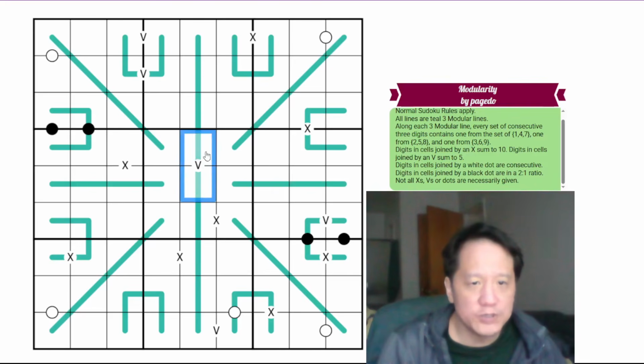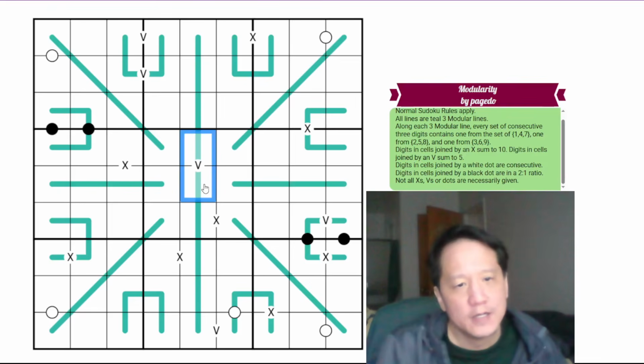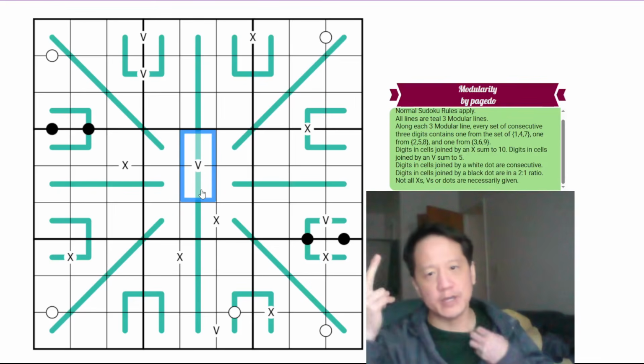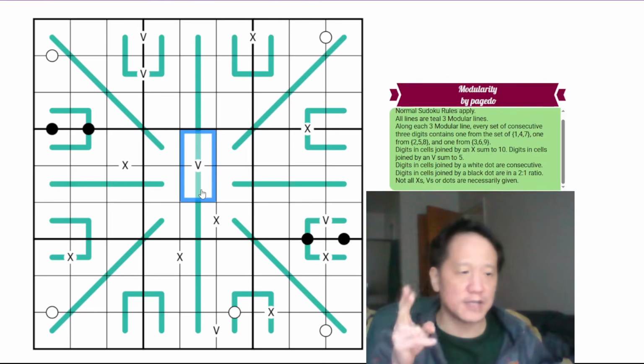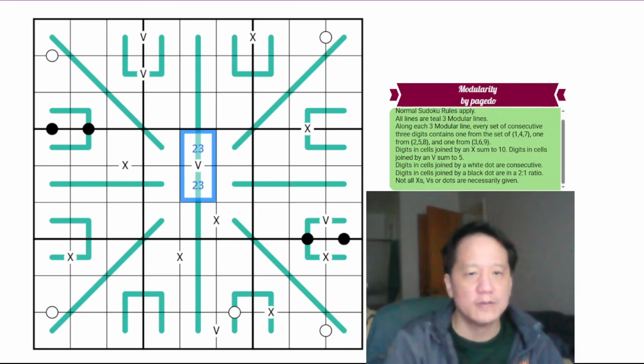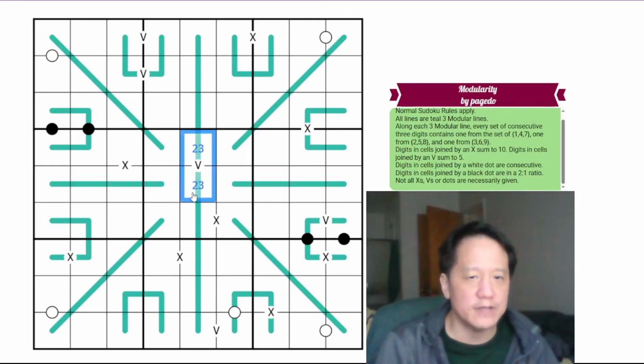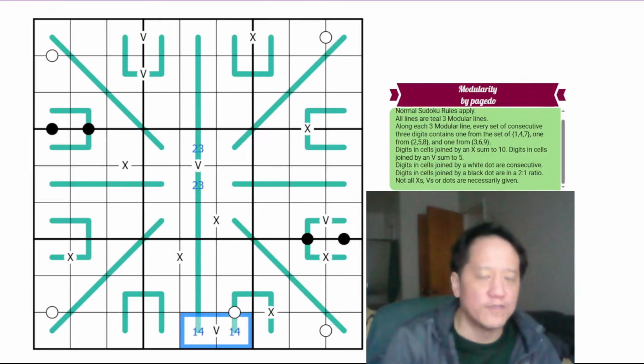For 2 digits adding up to 5, you either have 1, 4 or 2, 3. 1 and 4 are the same modular set, so they can never be consecutive with each other on a modular line. So this has to be a 2-3 pair. Therefore, this is not 2 or 3. It has to be 1 and 4 to add up to 5 here, because if it's 2 and 3, this 2 and 3 eliminates 2, 3 as a possibility for this cell. So if this is 1, this would be 4. If this is 4, this would be 1. So either way, this is 1 and 4.